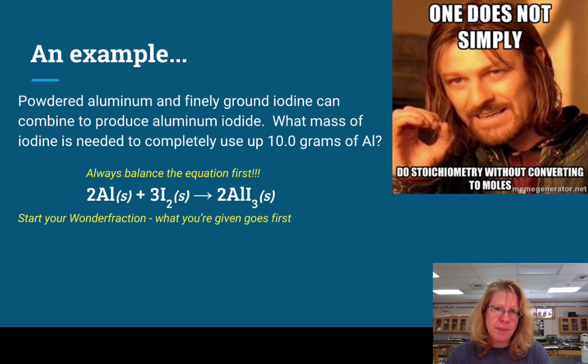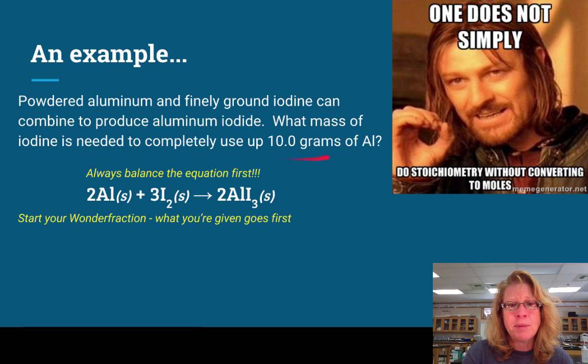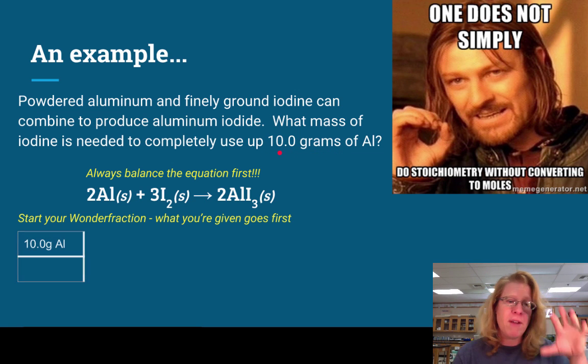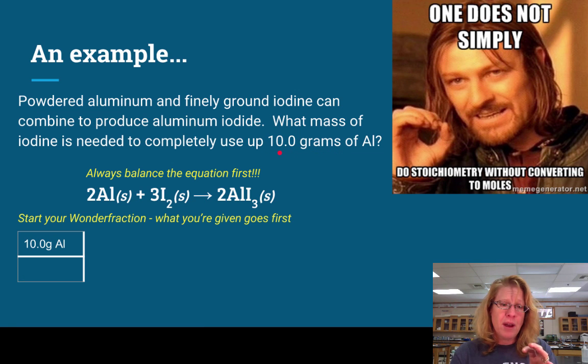How do we start setting this up? Wonder fraction time. Where do we start? Start with what you're given. In this case, the only thing we're given is 10 grams of aluminum. So that's what's going to go in my first little part of my wonder fraction. If I was drawing this on a piece of paper, I'd draw my big long line left to right across here. But this is my first step of my wonder fraction. Start with what you know. I know I have 10 grams of aluminum.